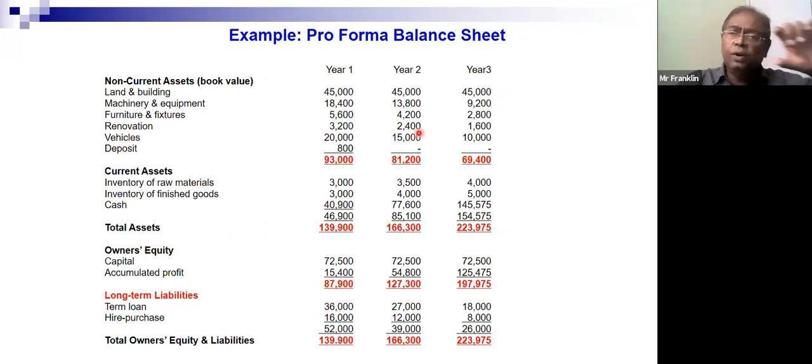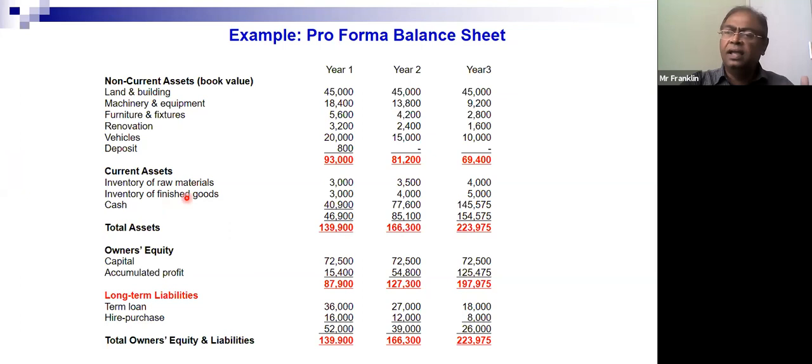So now we know it's an asset. In the first year, we are looking at 93,000 as assets. Current assets are inventory of raw material, finished goods, and cash. Remember, I told you these are all things you can immediately change into cash. Current assets are those that you can change into cash immediately. Fixed assets take a long time to convert to cash. That's why they're called fixed assets or non-current assets.